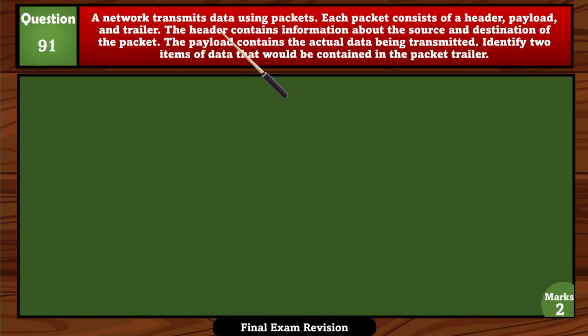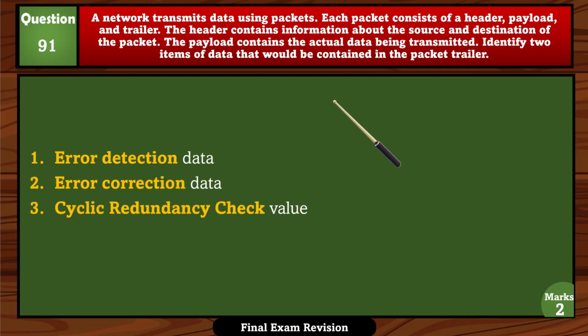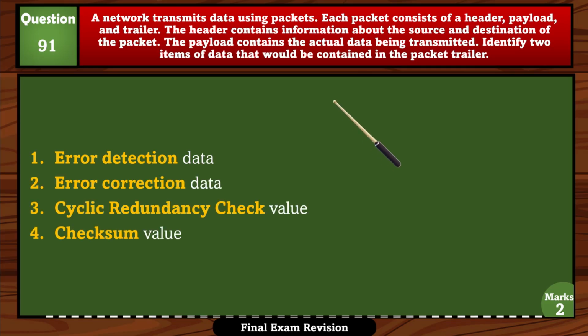Question 91. A network transmits data using packets. Each packet consists of a header, payload, and trailer. The header contains information about the source and the destination of the packet. The payload contains the actual data being transmitted. Identify two items of data that would be contained in the packet trailer. So the packet trailer contains error detection data, error correction data, cyclic redundancy check value, and checksum value.